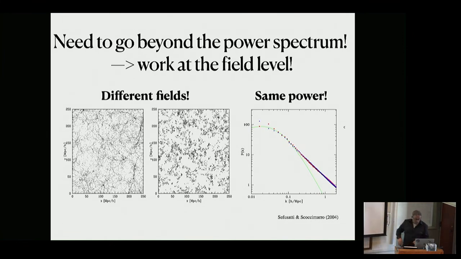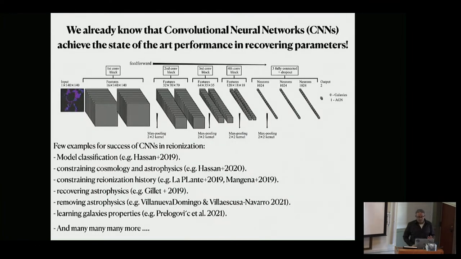And maybe we need to work directly on the field level, right? So then we don't really lose information. So we already know on the machine learning side that convolutional neural nets, CNNs, achieve state-of-the-art performance in recovering parameters and in doing so many things.